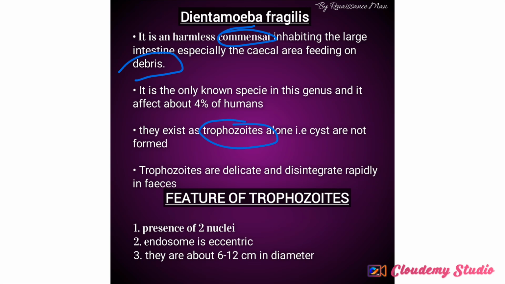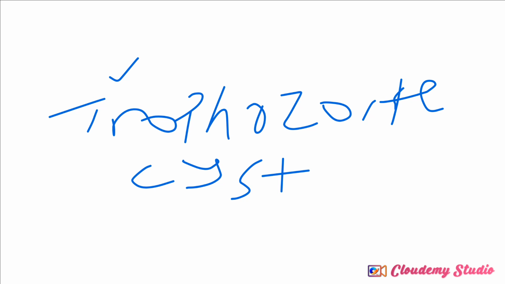Now, what do we mean by the endosome is eccentric? That is the question. What we mean is, let me say we have an amoeba like this, for example. Don't mind my sketch. So this is the center of the cell. If they say something is eccentric, it means it is not at the center. So it is somewhere around here. The endosome is somewhere around there. Are you getting me now?